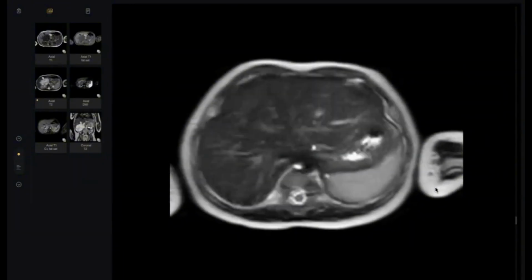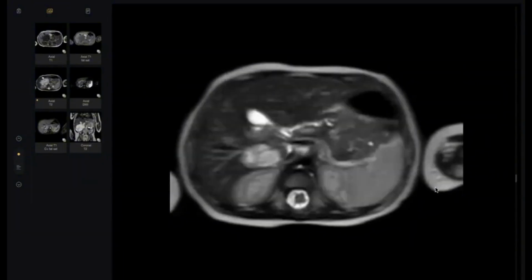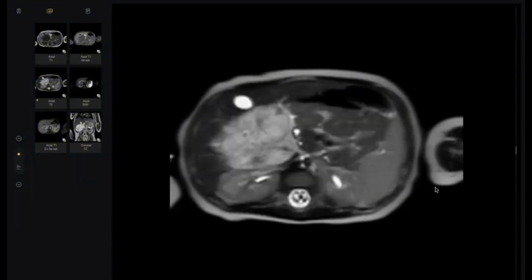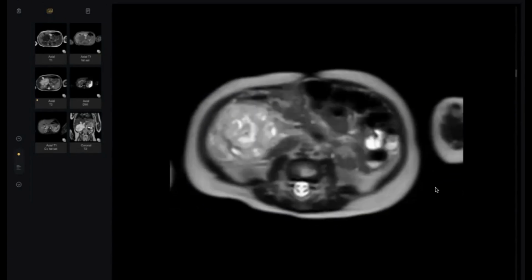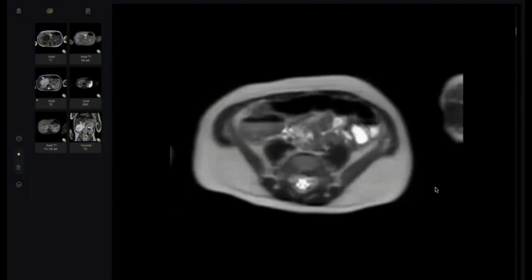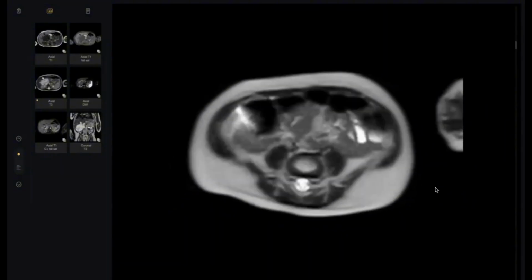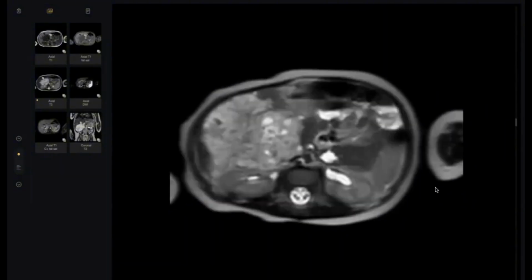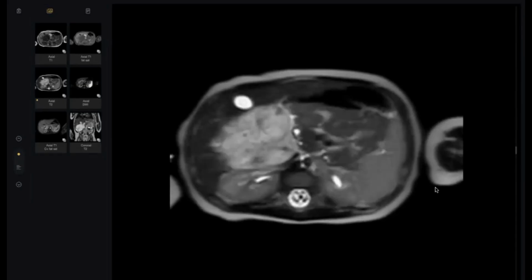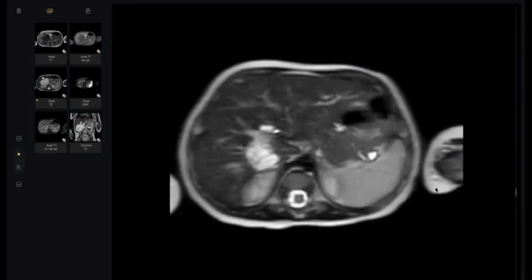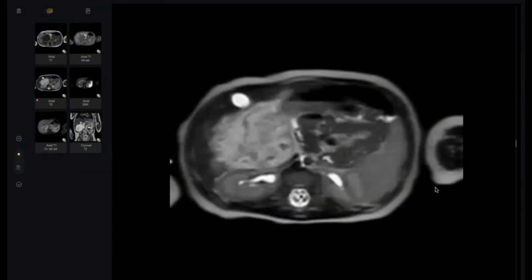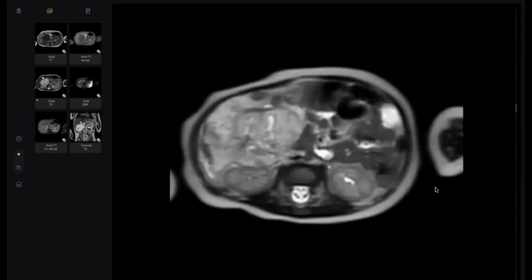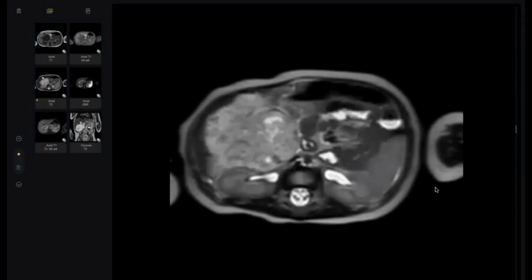I could appreciate trace bilateral pleural effusions and a large T2 bright lesion that is probably located within the liver, but I would like to confirm it on the coronal projection if possible. There is mass effect on the kidney which is displaced posteriorly. No coronal image available. What do you think about this one? Sir, I think the lesion is in the liver and it's bright on T2.